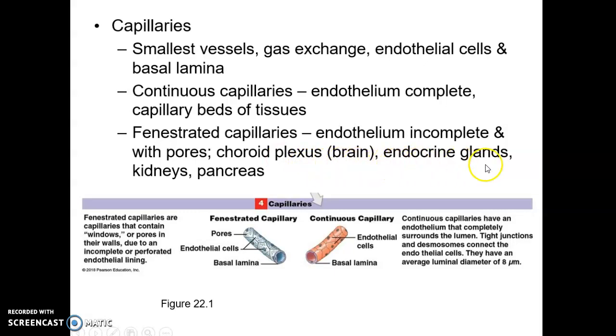Also in endocrine glands, which allows ease of entry of the hormones secreted by the endocrine glands into the blood capillaries. Also in the kidneys and pancreas, for ease of release of materials due to filtration in the kidneys. These fenestrated capillaries in the pancreas allow ease of secretion of the pancreatic digestive enzymes and hormones. So relatively limited places where the fenestrated capillaries are found.